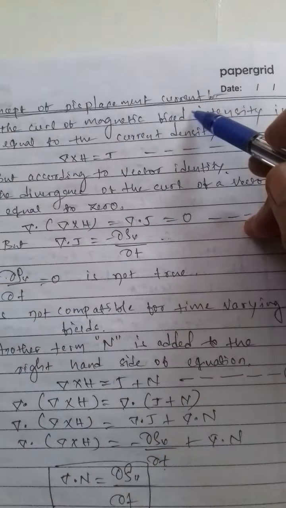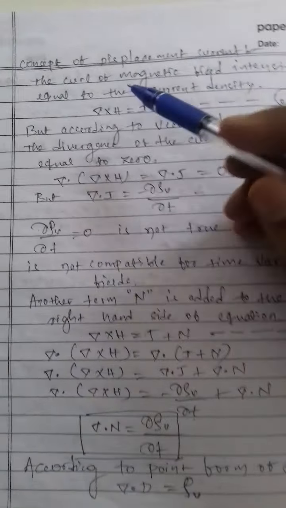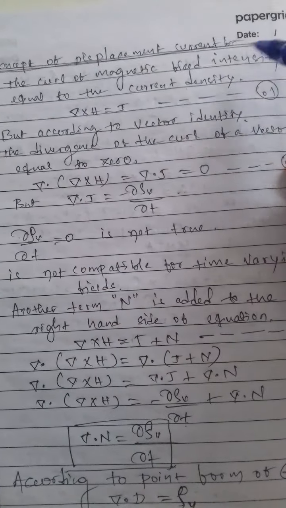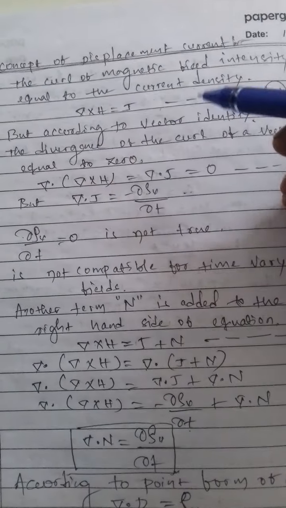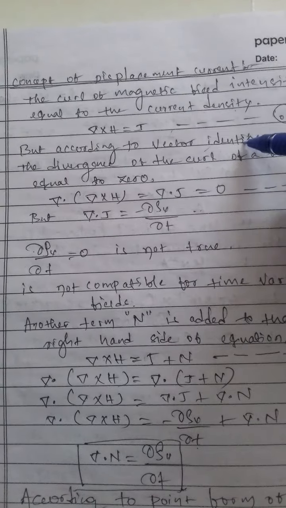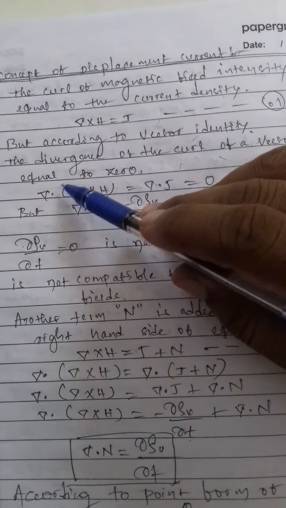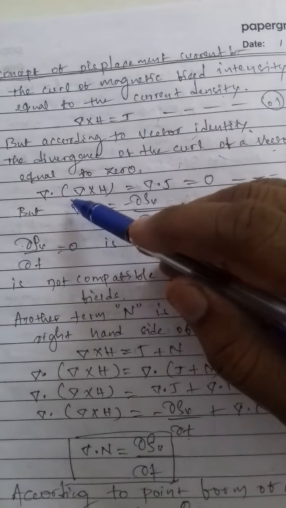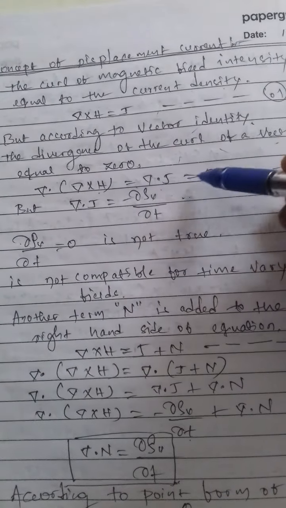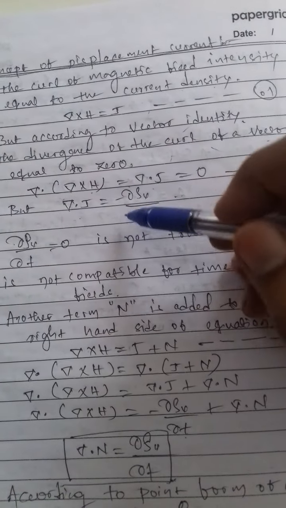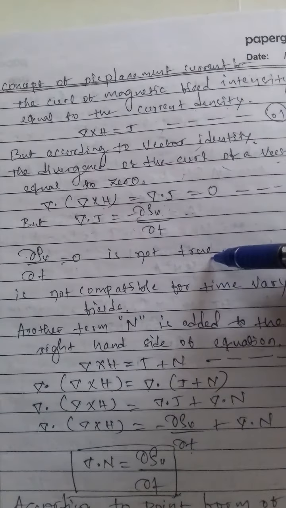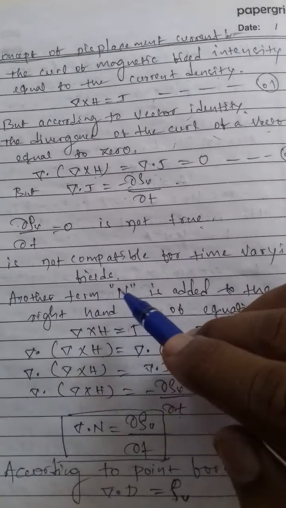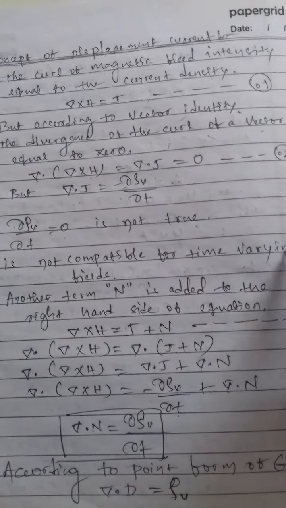The concept of the displacement current. The curl of magnetic field intensity is equal to the current density, so that del cross H is equal to J. But according to the vector identity, the divergence of the curl of a vector is equal to 0. So del dot del cross H is equal to del dot J is equal to 0, but del dot J is equal to minus dou rho v by dou t. Dou rho v by dou t equal to 0 is not true, and is not compatible for time varying fields.